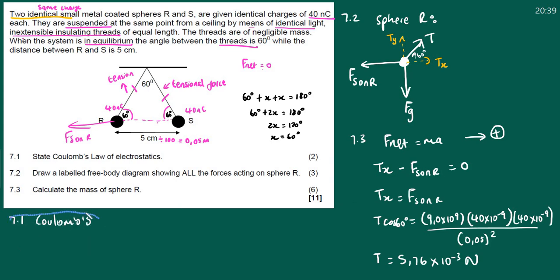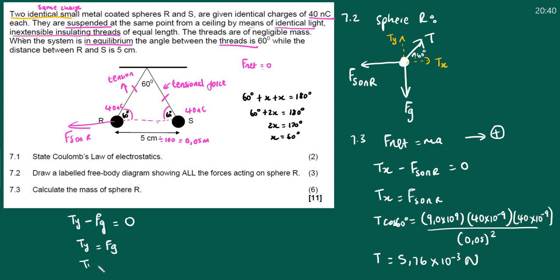The problem there is that I needed the tension first. Let me show you why. Vertically, you will see that since it's also not moving, F net is 0. Then I'm going to say Ty minus Fg is equal to 0. That means Ty is going to be equal to that Fg.